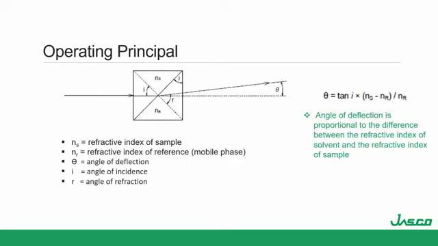So the operating principle is based on the angle of deflection, which is proportional to the difference between the refractive index of the solvent and the refractive index of the sample. You can see the variables we have listed over here. We have the refractive index of the sample, the refractive index of the mobile phase, the angle of incidence here and here, and the angle of refraction. Now, these all go into an equation and produce the angle of deflection. And you can see the relationship right here.